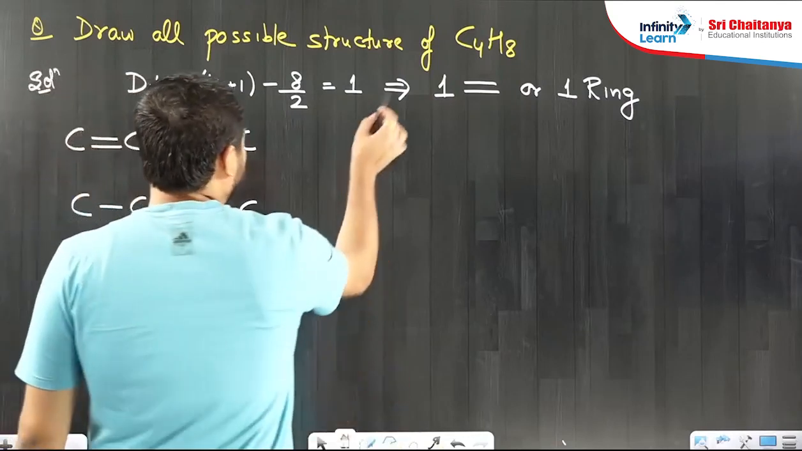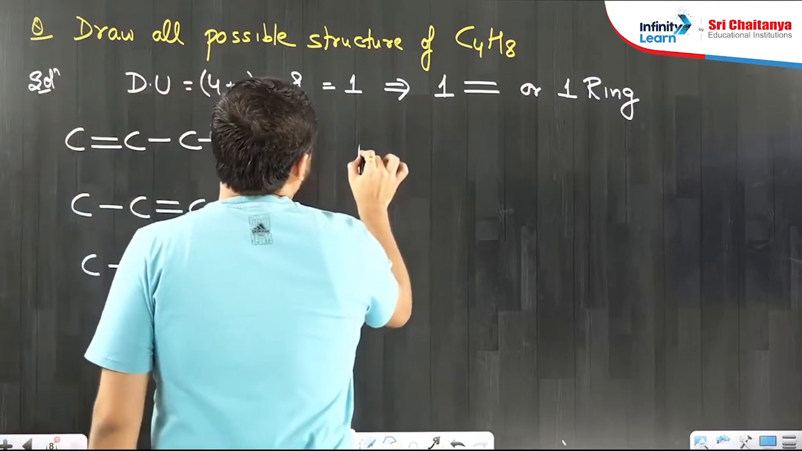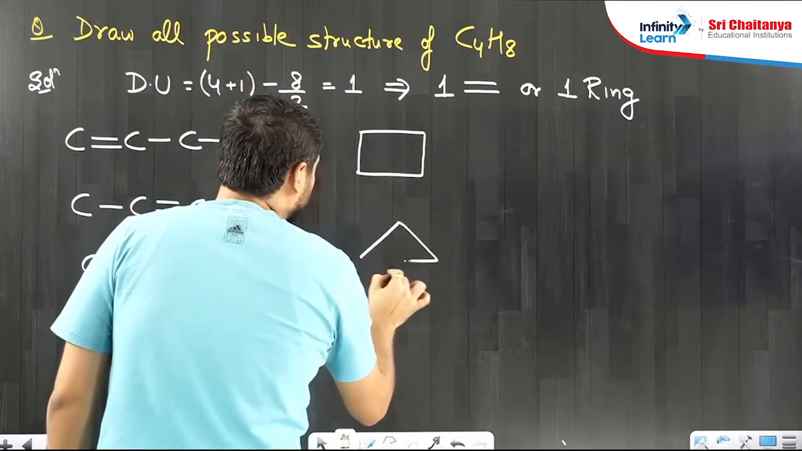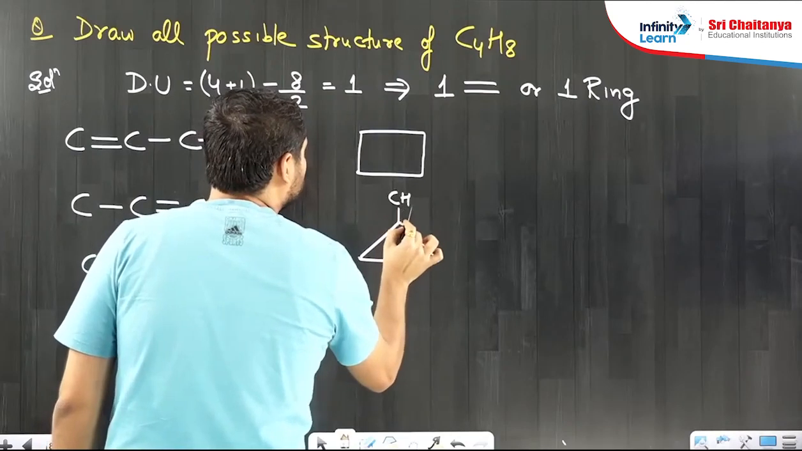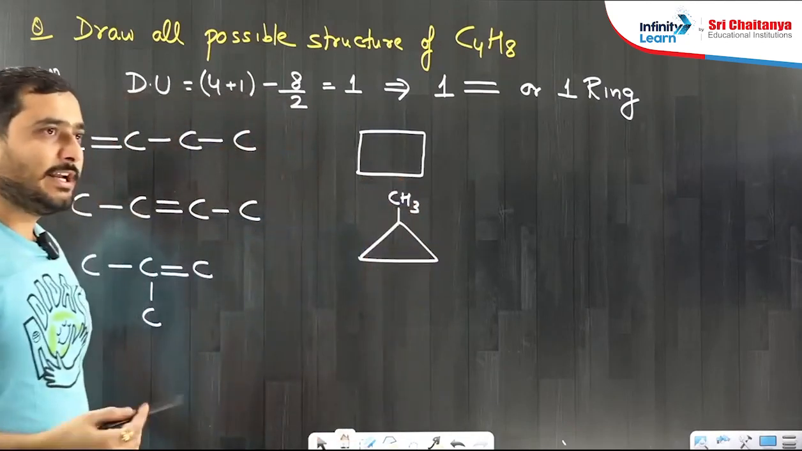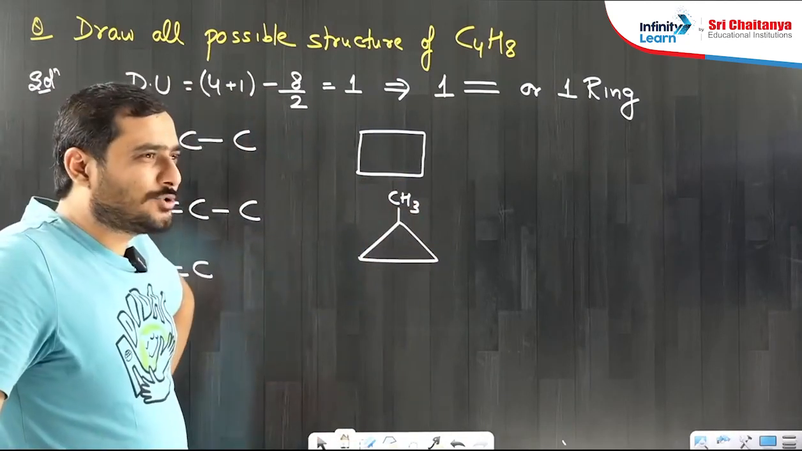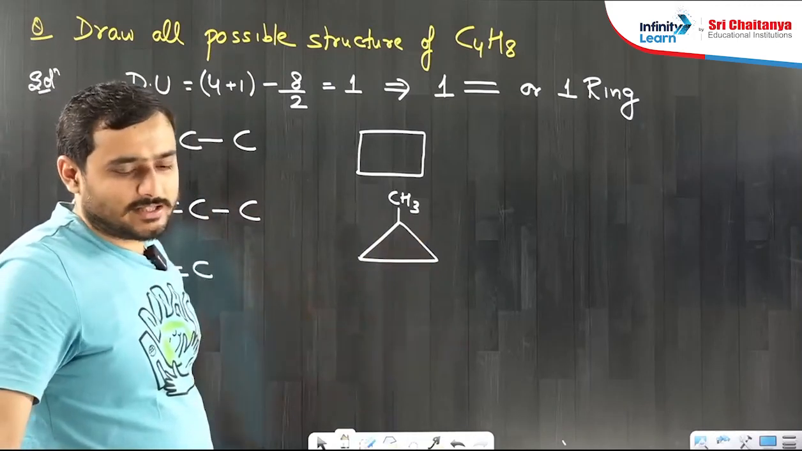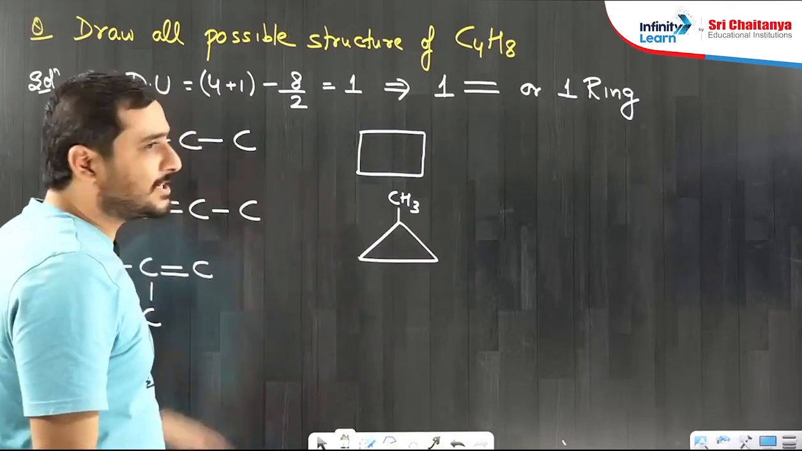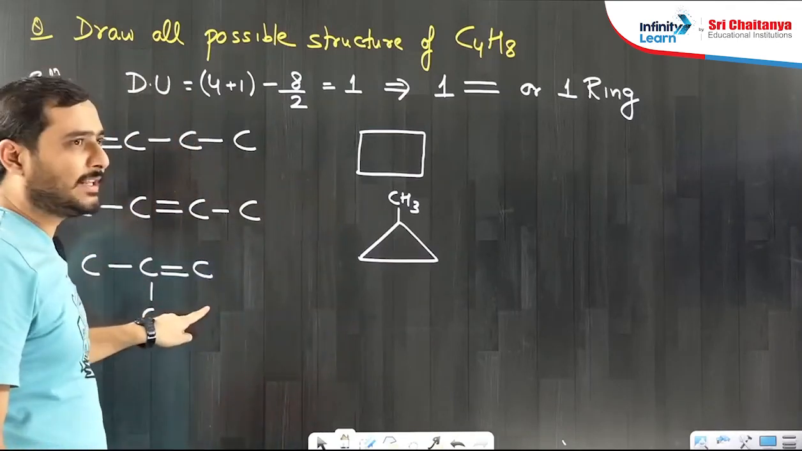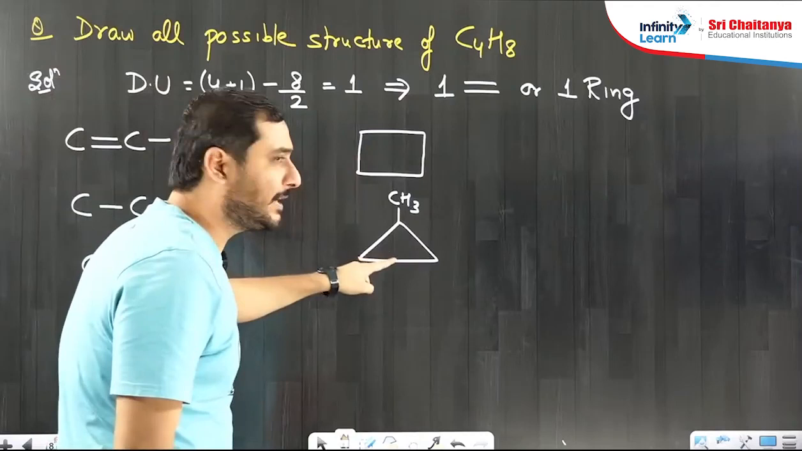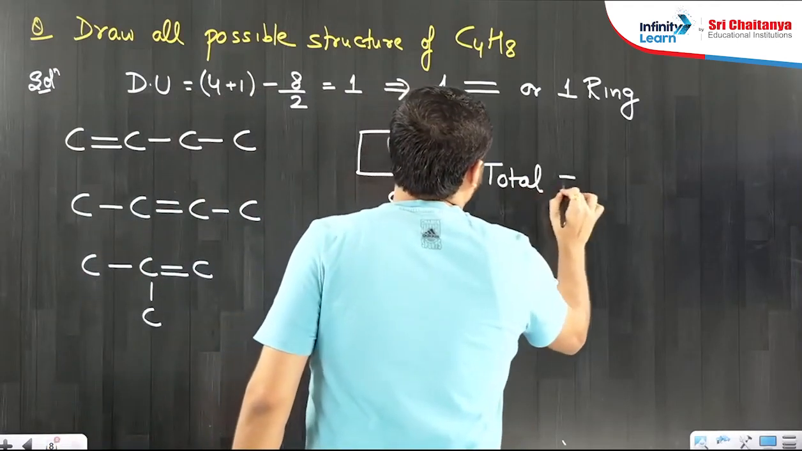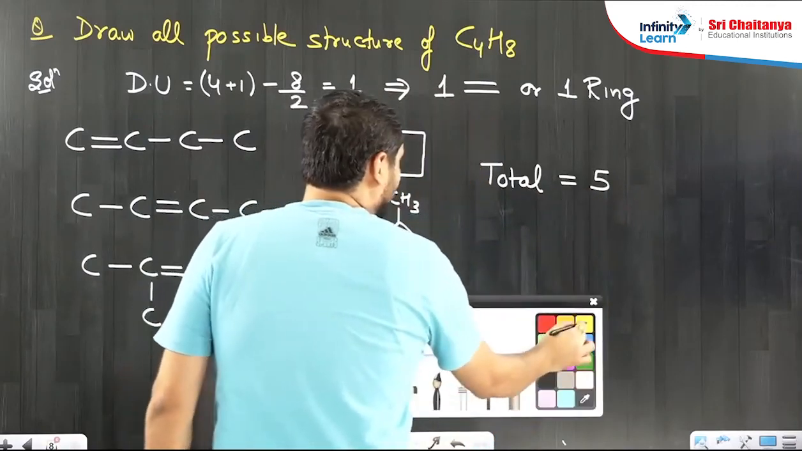Clear? Next, if we take one ring: a 4 carbon atom ring is possible, or a 3 carbon atom ring and 1 methyl is present. Because rings can also be drawn, there is no general conclusion, you have to draw all possible structures, there is no formula for this. So in total how many structures do we get? Open chain structures 3, that is alkenes, and 2 are cyclic compounds. So the total answer is 5.